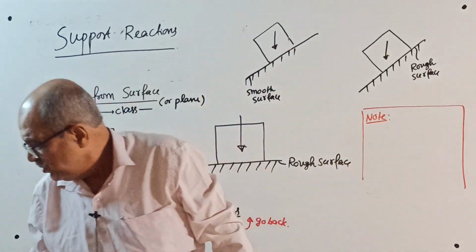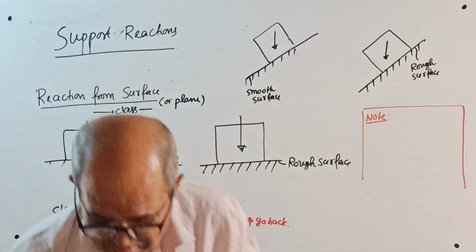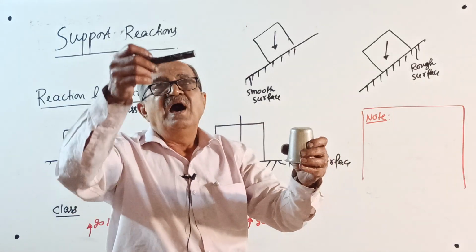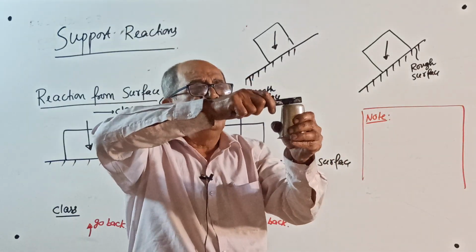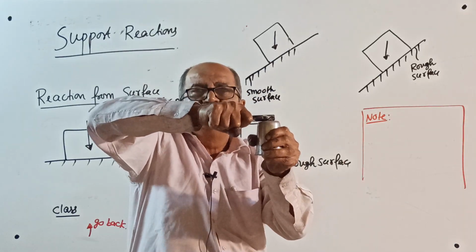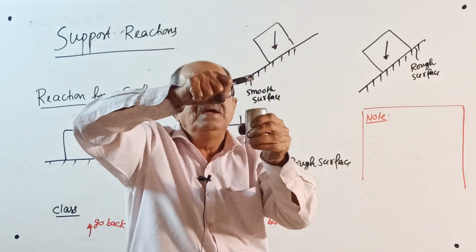Or furthermore, I will take support here. See, I will place a member this way. This is called a simple support, later. I will apply a downward force. No, this is very firm.